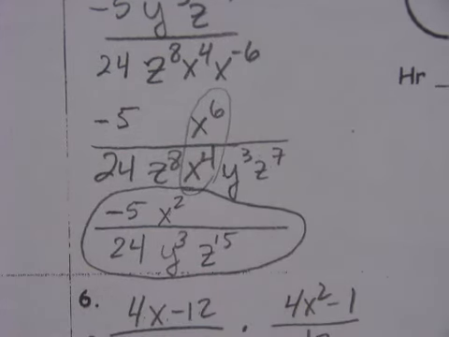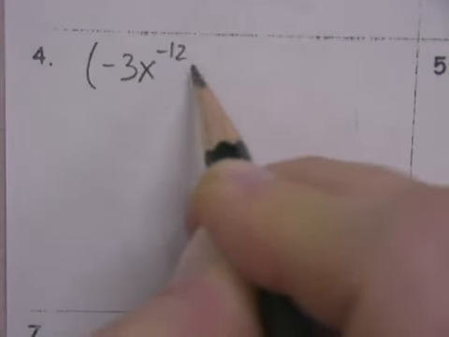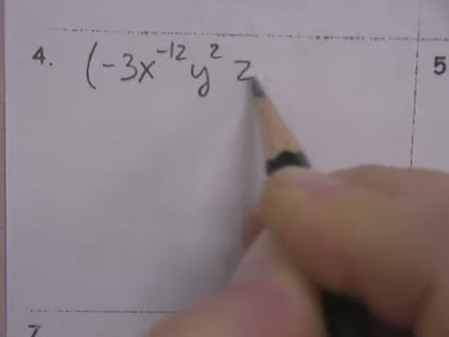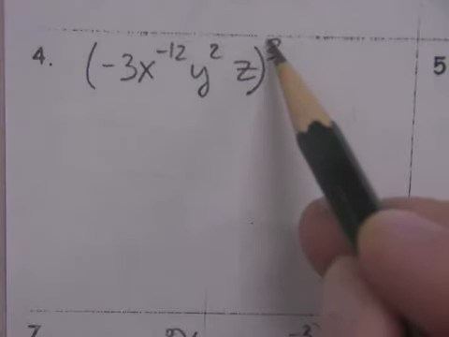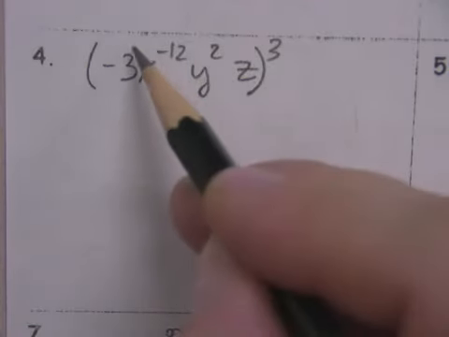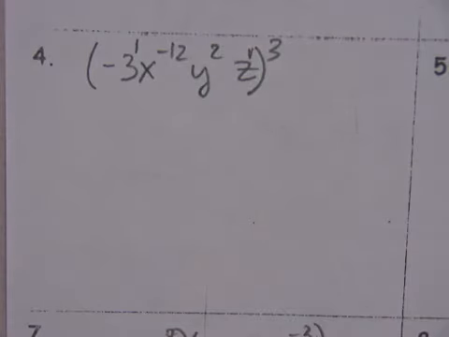All right, 24. This is the last one. Well, I'm sorry, number 24, the last one. Here it is. Negative 3, x to the negative 12th, y squared, z, and then cubed. All right, this is the bumblebee rule, right? So the 3 is going to multiply himself times all the exponents. Don't forget that 3 has an exponent and the z has an exponent. That's what we're forgetting a lot of.